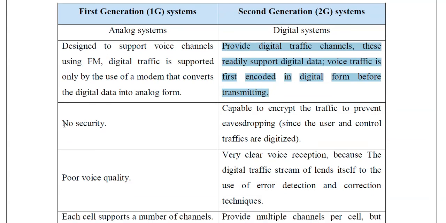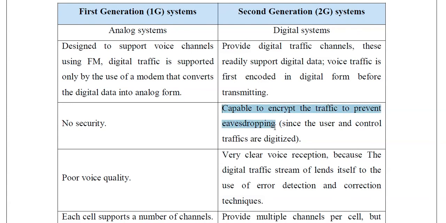First generation system does not have any security. There is no security. Second generation systems are capable to encrypt the traffic to prevent eavesdropping, since the user and the control traffics are digitized. Since they are digitized, they can be encrypted.